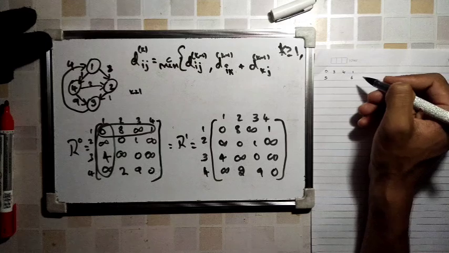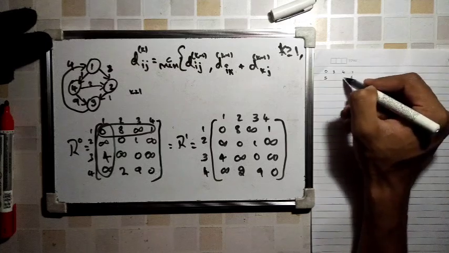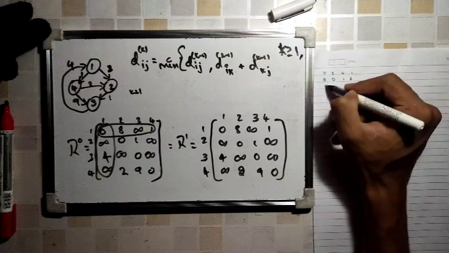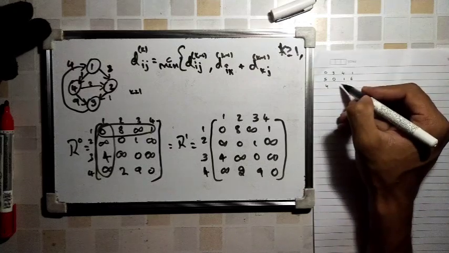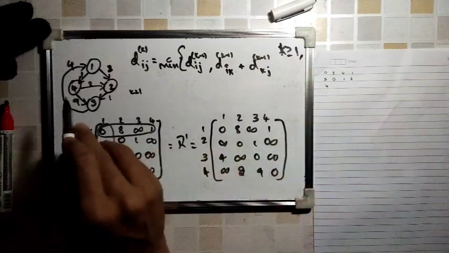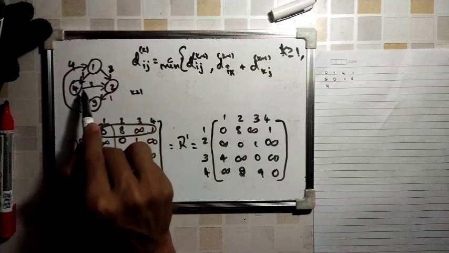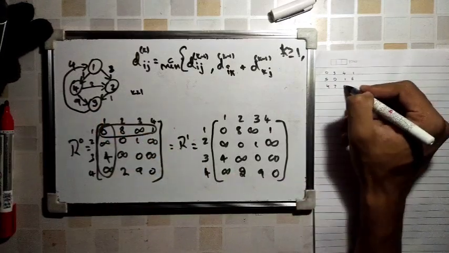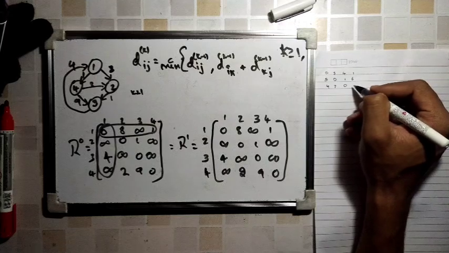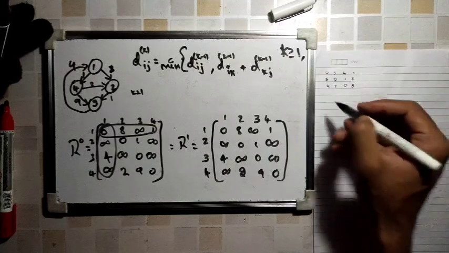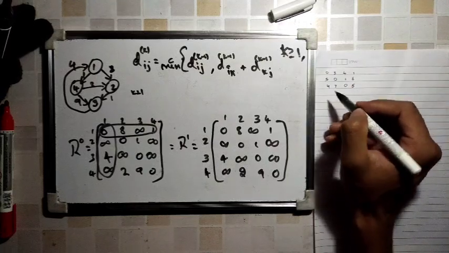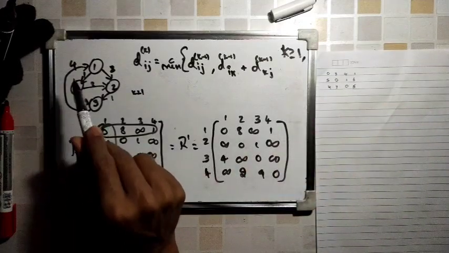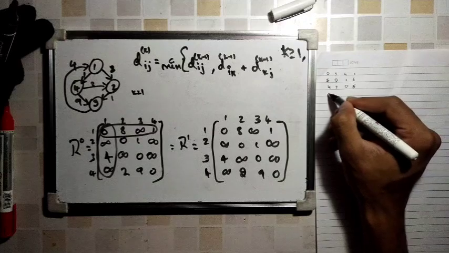So 2 to 3 is 1 and 2 to 2 will be 0. 3 to 1 is 4, that is the minimum. 3 to 2 I have to go in such a way, 4 plus 1 plus 2, so that will be 4 plus 3 is 7. Its diagonal is 0, then 3 to 4 will be 5. At the last, 4 to 1 I can go 2, 3 and then 1.